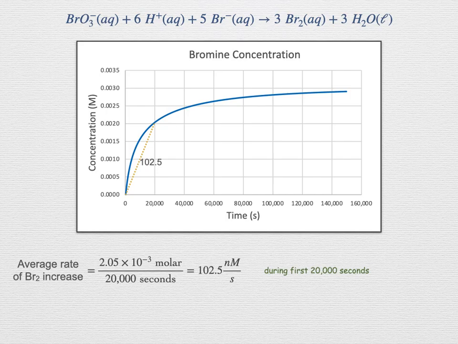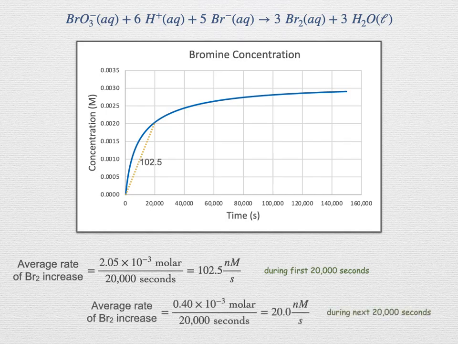So what happens during the next 20,000 seconds? Now from the graph, it seems that the concentration increases to about 2.45 millimolar, which is a good estimate. The table gives 2.449 millimolar. During this time, the concentration increases 2.45 minus 2.05, or 0.4 millimolar. So the average rate of increase in concentration is 0.4 times 10 to the minus 3 divided by 20,000, equal to 20.0 nanomolar per second. That is about 5 times slower than during the first 20,000 seconds.